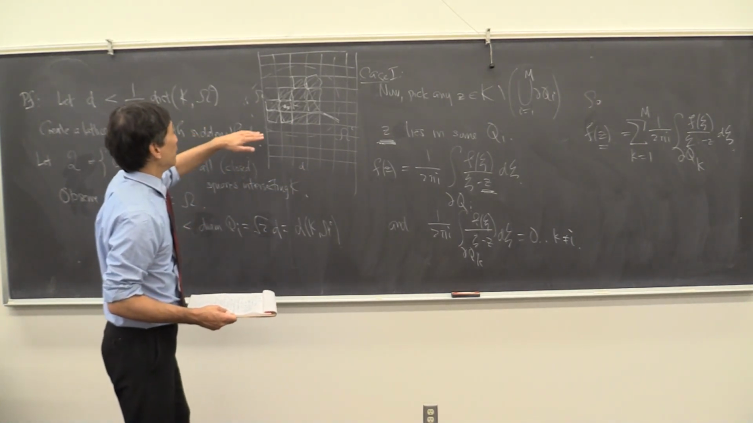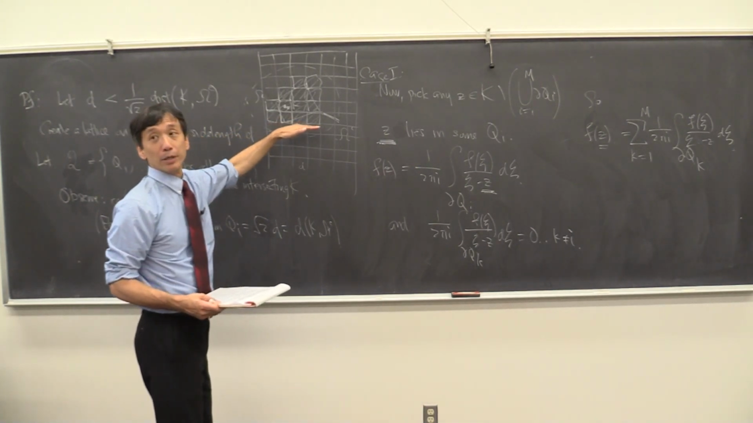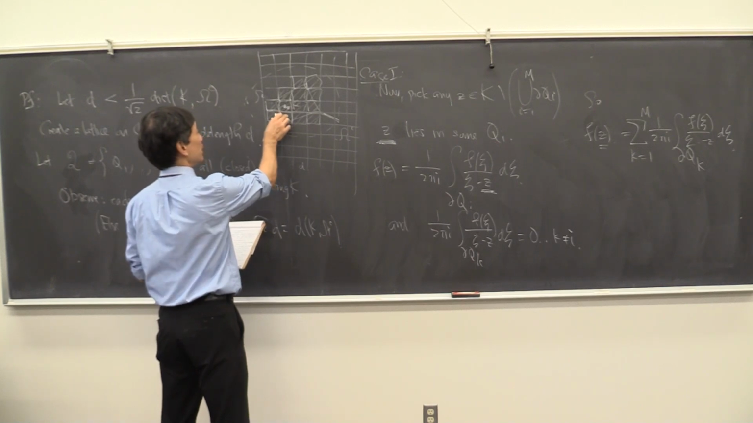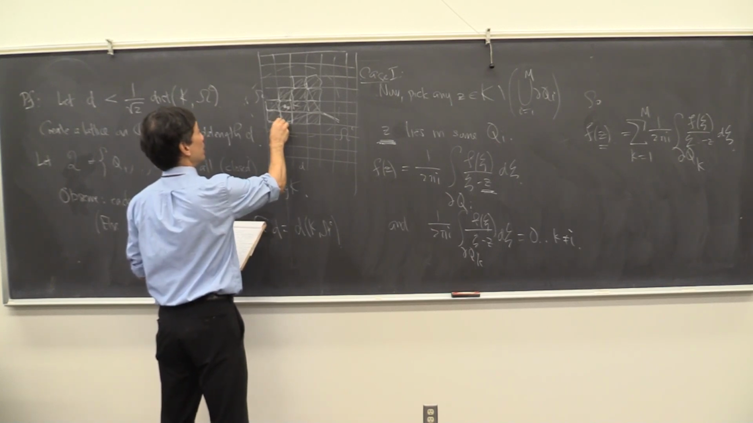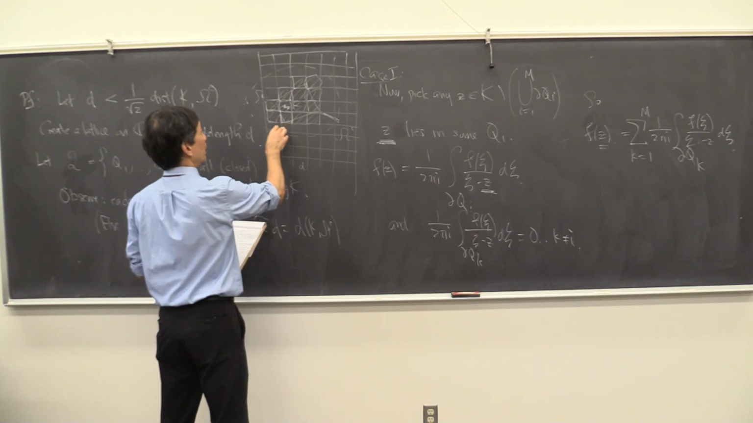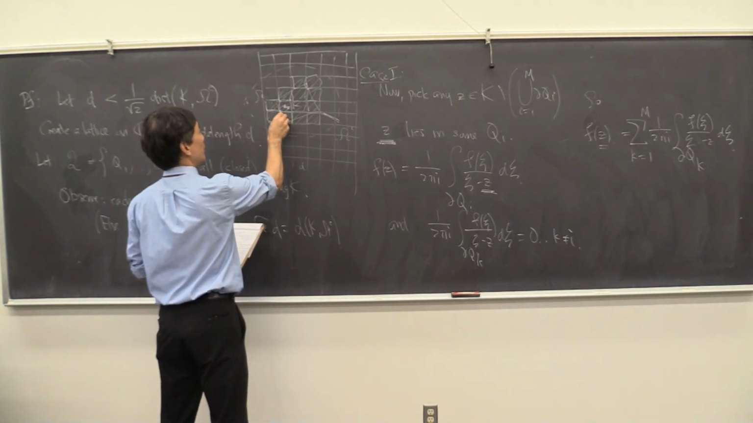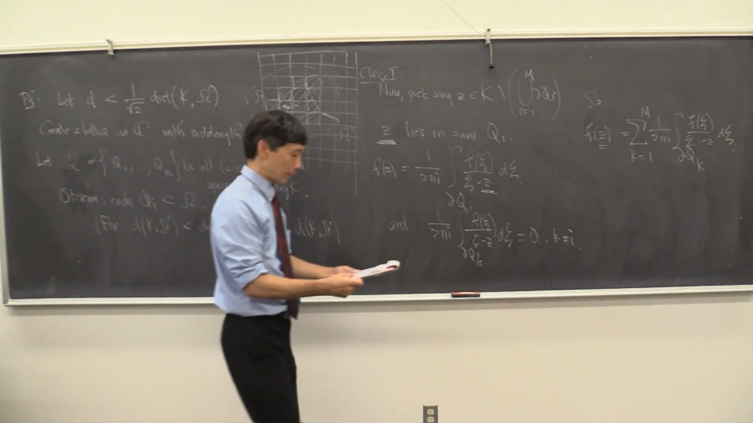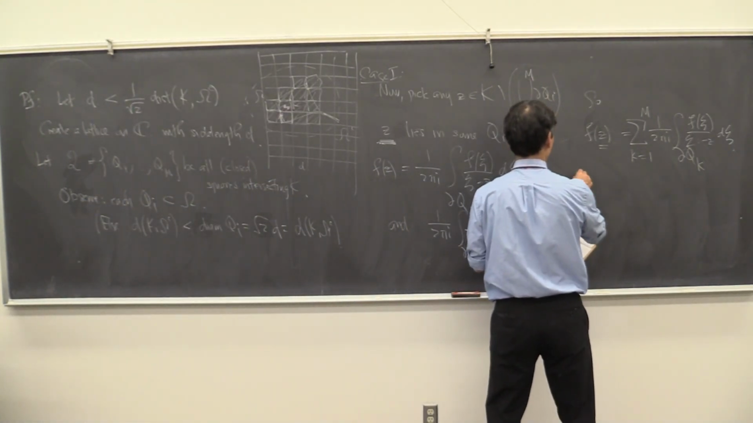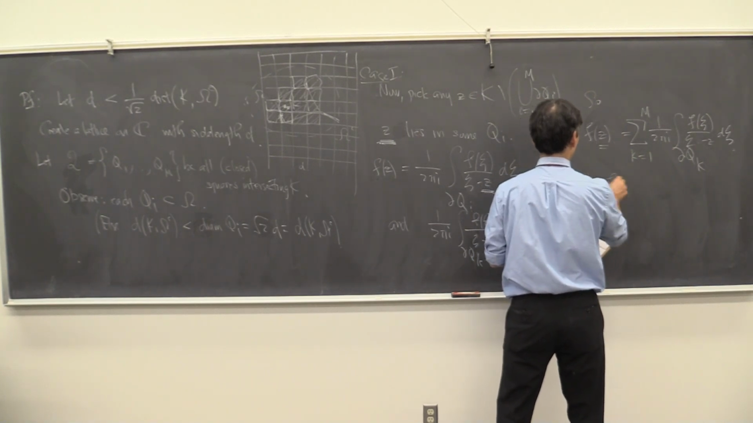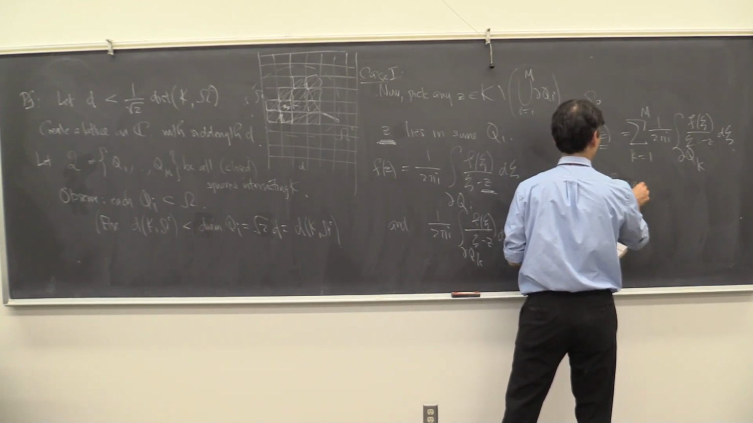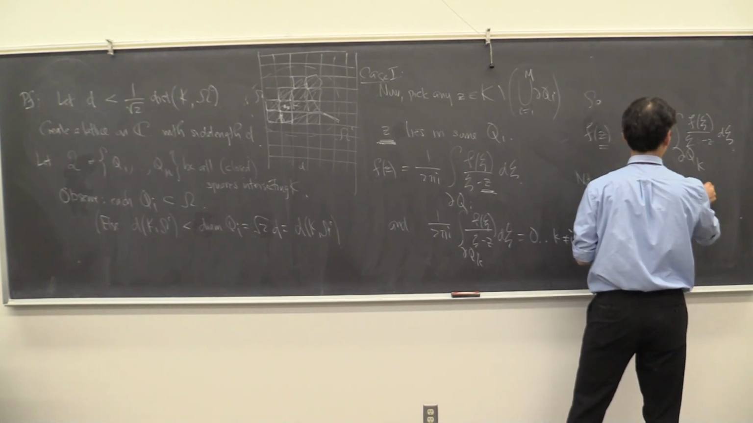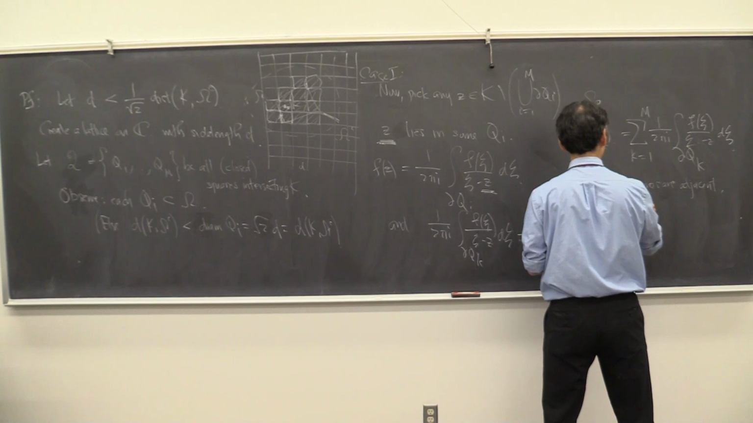But then you notice that there's a lot of cancellation that goes on. Whenever you have squares that are next to each other, you're going to have something that goes one way and then something that goes the other way. So notice, if squares are adjacent, then we have cancellation.